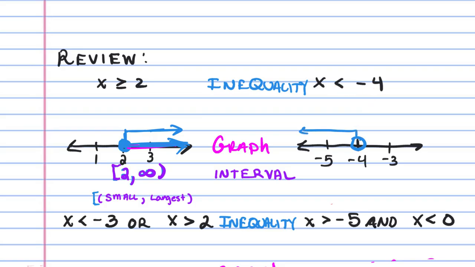So there's my graph, and here's my interval. It starts at this -4 basically, but it goes down and gets smaller. So actually my small number it goes to is on the left here. Remember, I have to put the small number first.